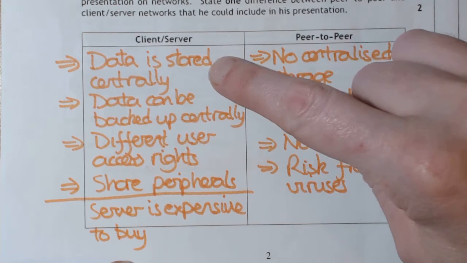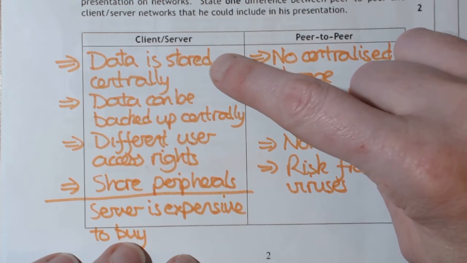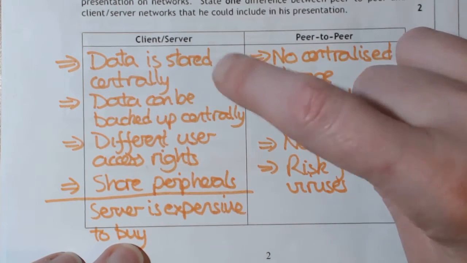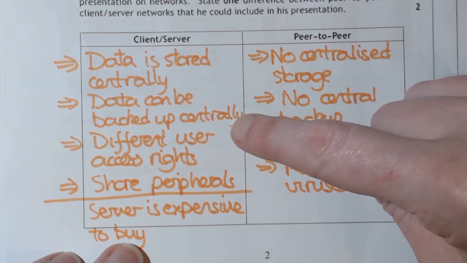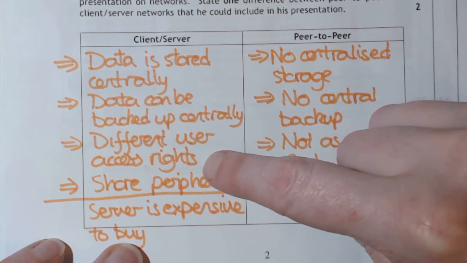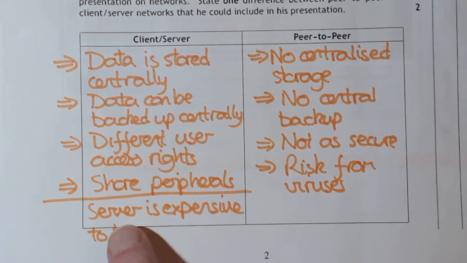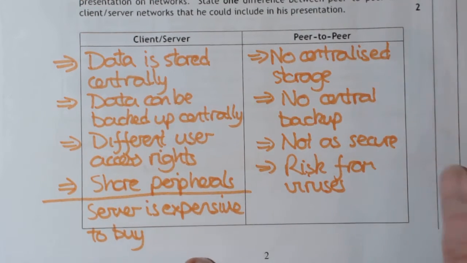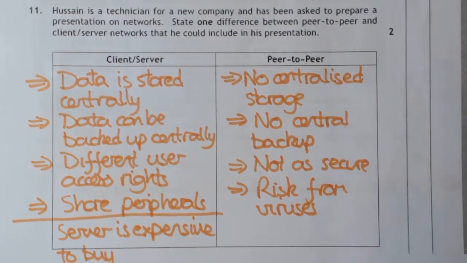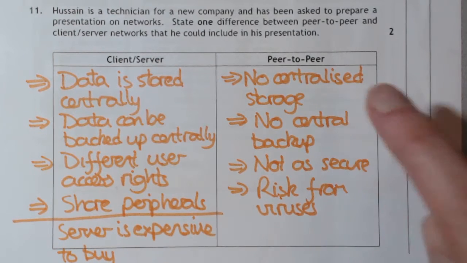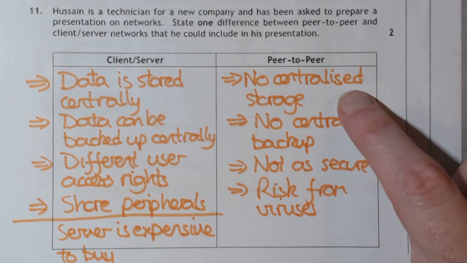Okay, so you store the data centrally, so all your My Documents is stored through next door, and that means we can back it up at the end of every school day. We can have different rights and we can share peripherals. Thing is, to actually buy the hardware is expensive, the software is expensive, and you actually have to employ somebody to maintain it all. Peer-to-peer is just when you connect everyday computers together.